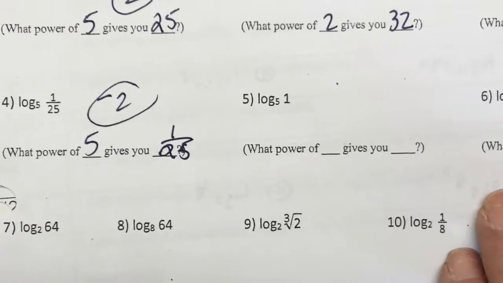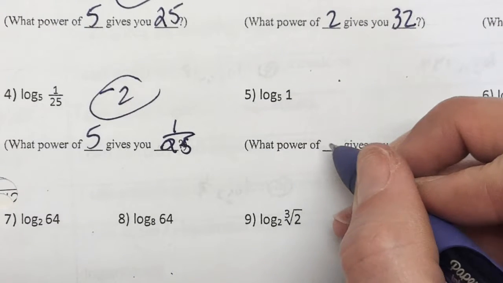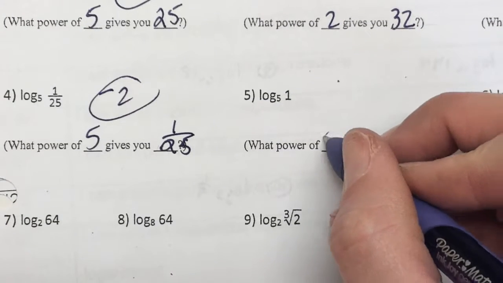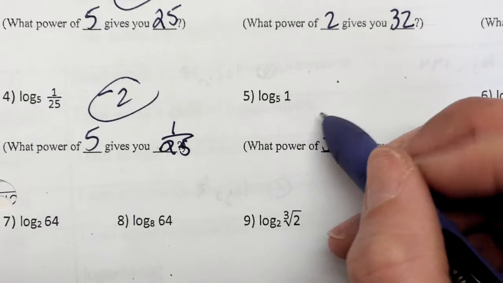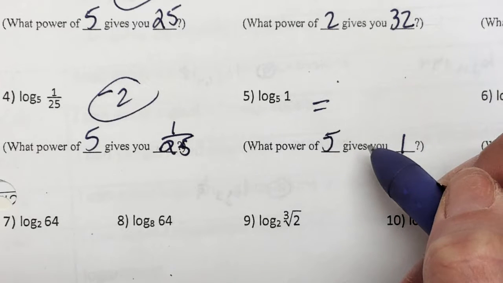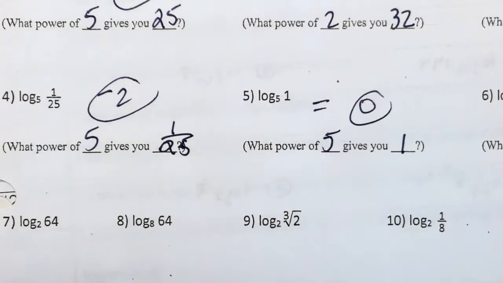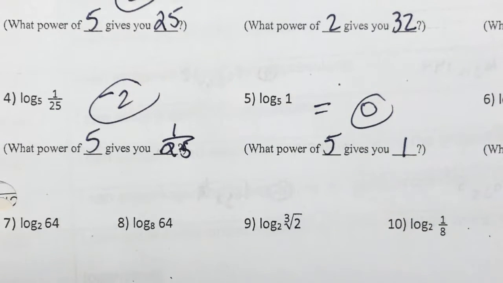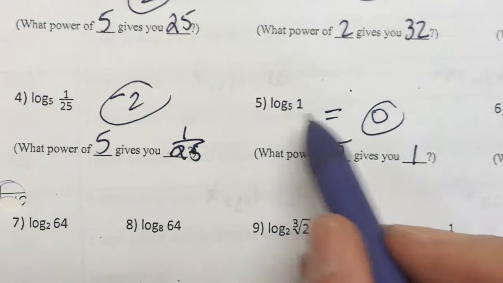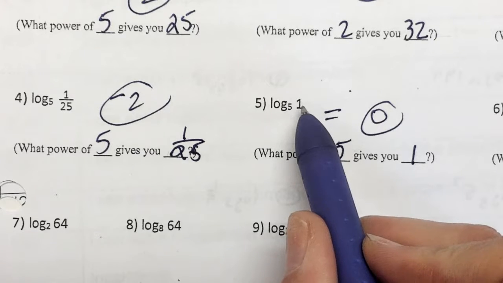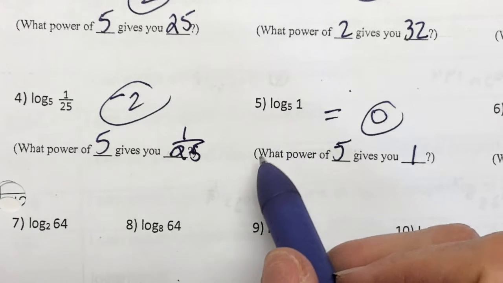Abigail Kennedy, read me number 5. What you got? And what'd you get? Very good. Anything raised to the 0 power is always going to be what? So, shortcut, anytime there's a 1 out front, the answer will always be 0.